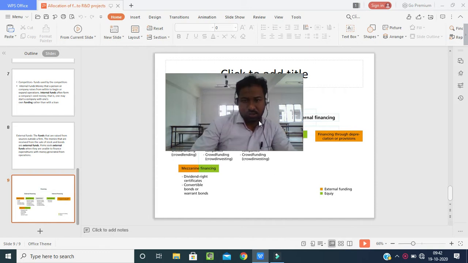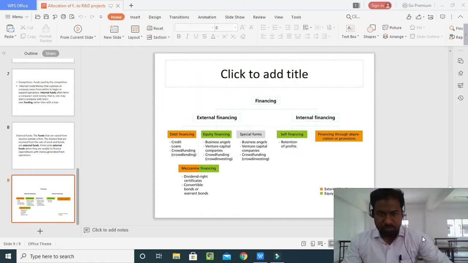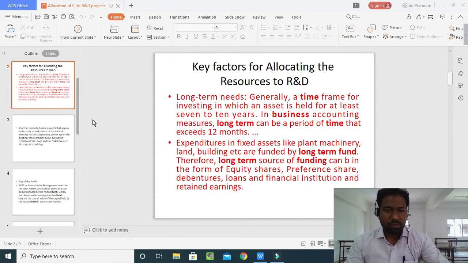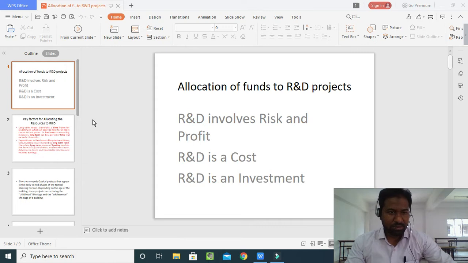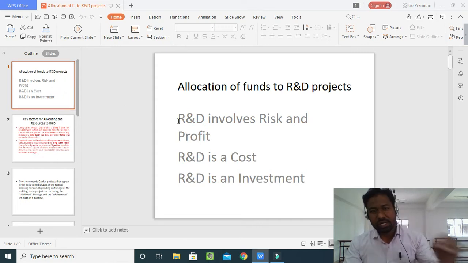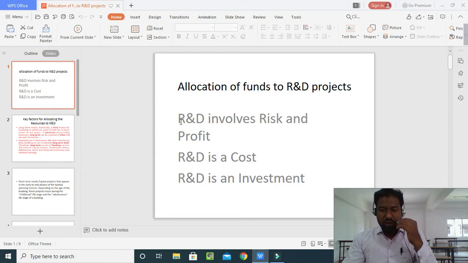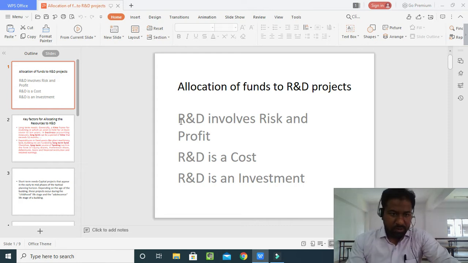Today we are going to learn about the important topic of innovation management. The second chapter is the allocation of funds to R&D and projects. So, coming to the allocation, the funds are allocated in different ways. That means R&D involves risk.